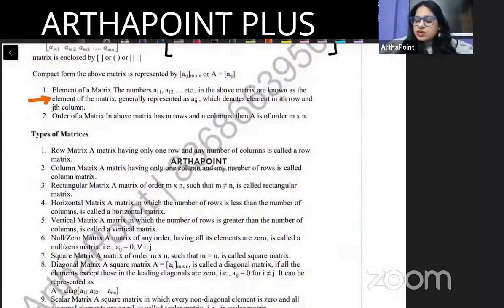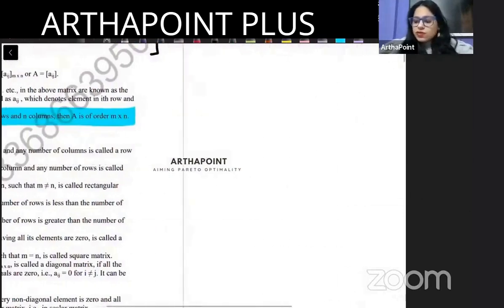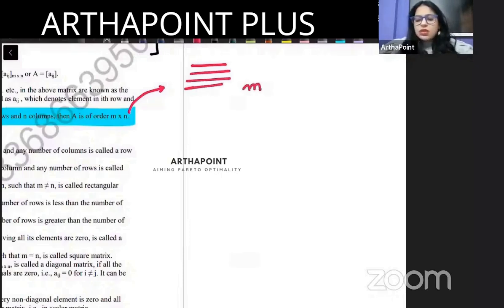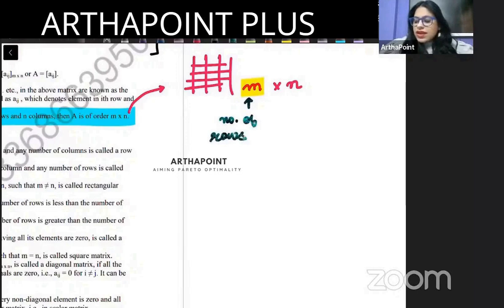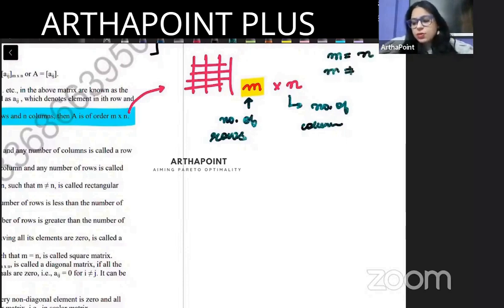हर मैट्रिक्स से रिलेटेड उसका एक ऑर्डर होता है. We have order of the matrix. And what is order of the matrix बेटा? Order of the matrix is basically the number of rows that represents m cross the number of columns that is represented with n. So m represents the number of rows and n represents the number of columns. ऐसा जरूरी नहीं है that m needs to be equal to n. No, m और n unequal भी हो सकते हैं.